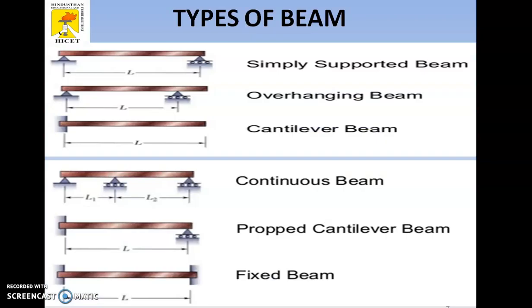Then what are the various types of beams? Simply supported beam, overhanging beam, cantilever beam, continuous beam, then propped cantilever beam, where one side is fixed and on the other side a roller support is given. Then the fixed beam, where both sides are fixed. This one has a hinged support and a roller support; it is the overhanging beam. Then this is a cantilever beam, where one side is fixed and the other side is free. This is a continuous beam, and the best example is a bridge.